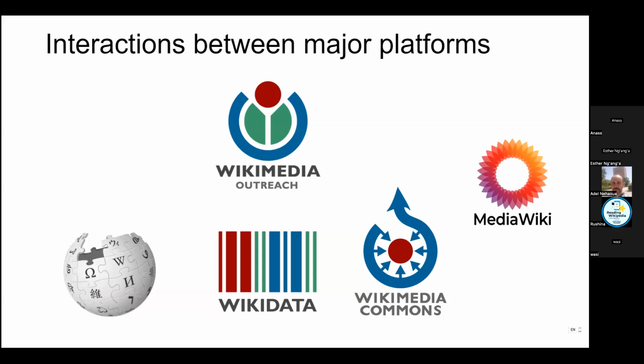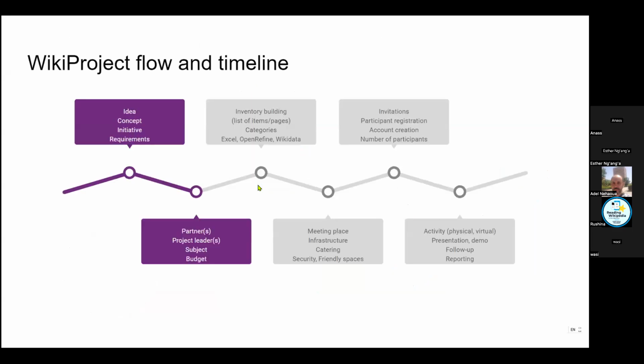And then each of those three systems is interconnected with the outreach platform, the dashboard. So I will show you in more detail. This is a generic overview of how you can set up and organize a project on Wikipedia.